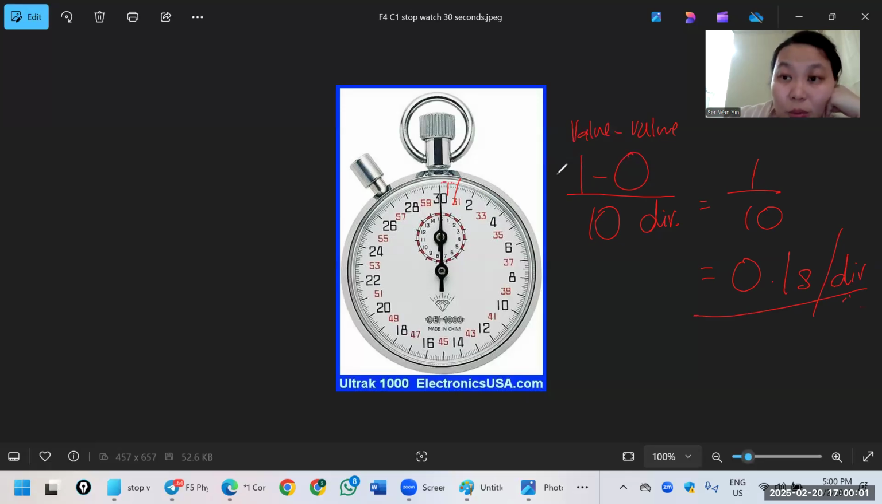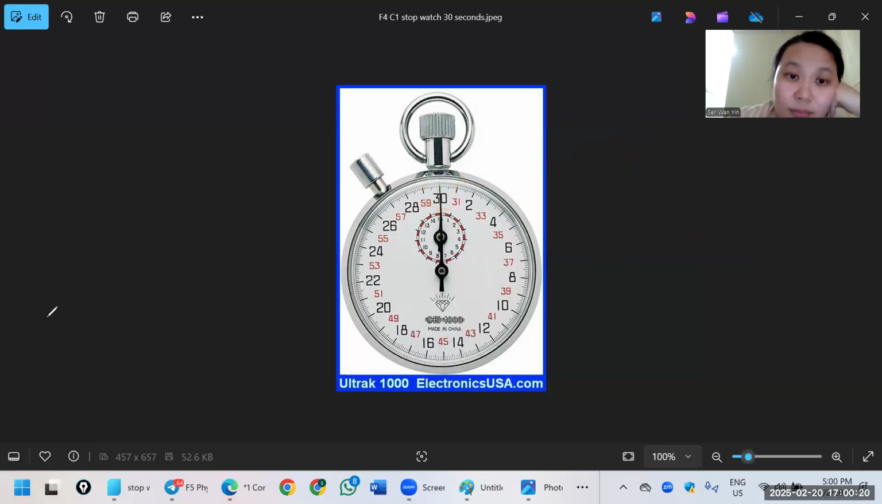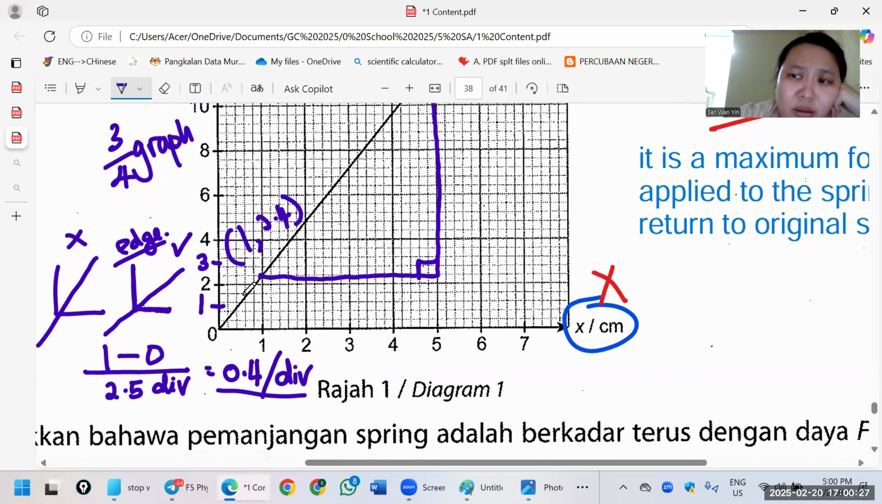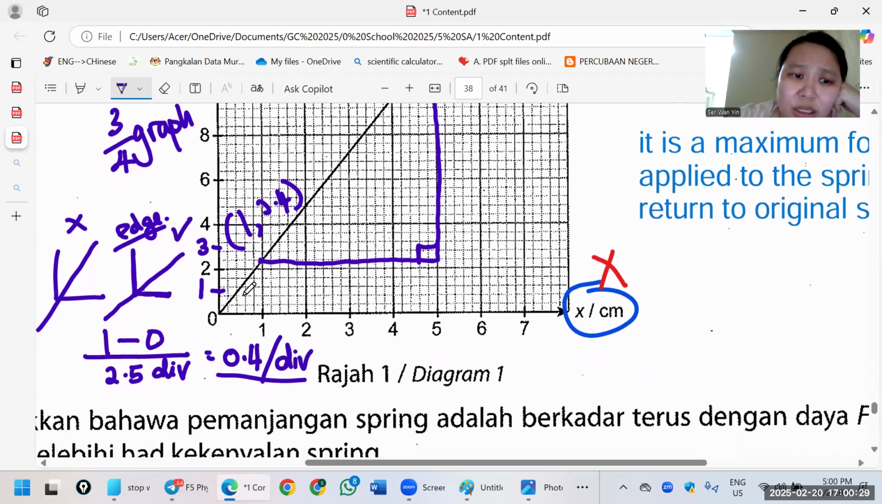Now understand why. Why one tick, tick tock? One tick is 0.1 second because from 0 to 1, in between them there are 10 divisions. So 1 division is 0.1 second. Okay, so now that's why here. So when you feel, oh, it's hard, how to see?